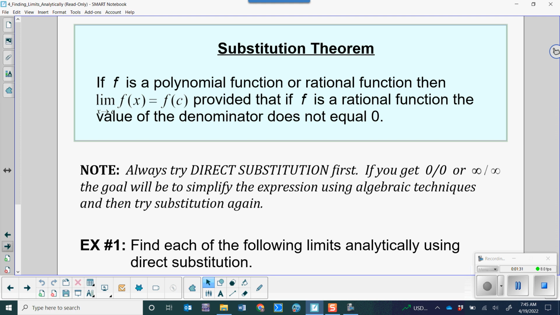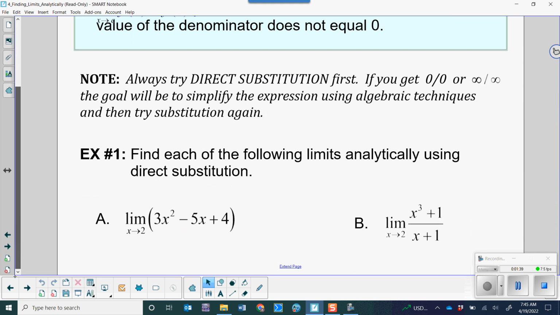Now that's also going to be true for almost any other type of function. As long as it's continuous, you plug in, you get an answer, that's pretty much going to be your limit. So that's really going to be the first step always. So for these two examples, we're going to just do direct substitution.